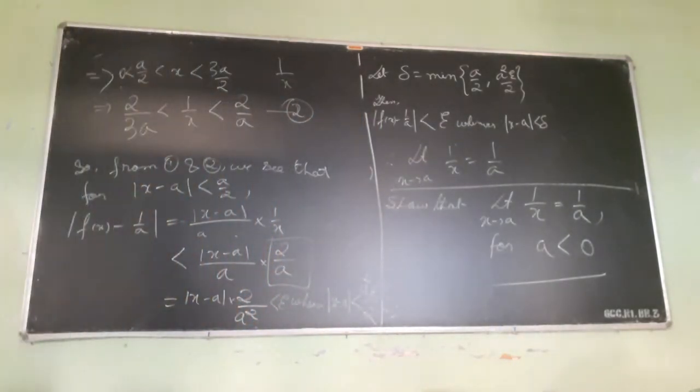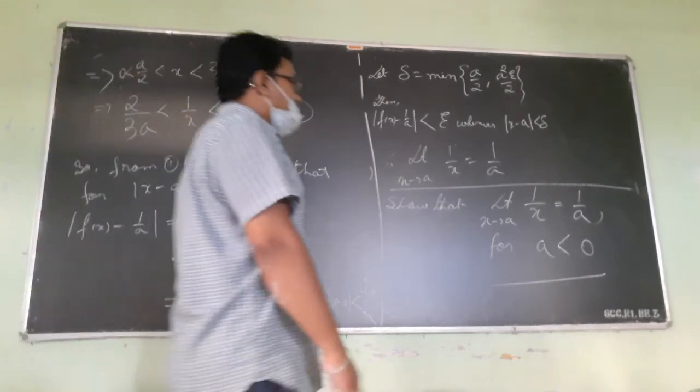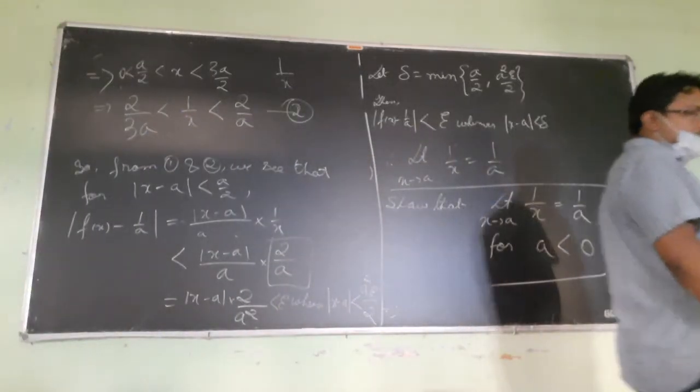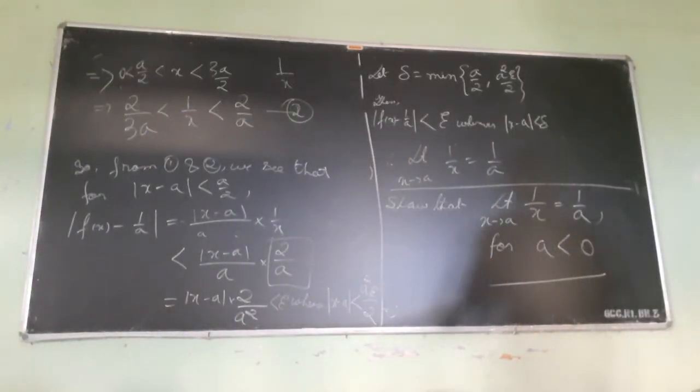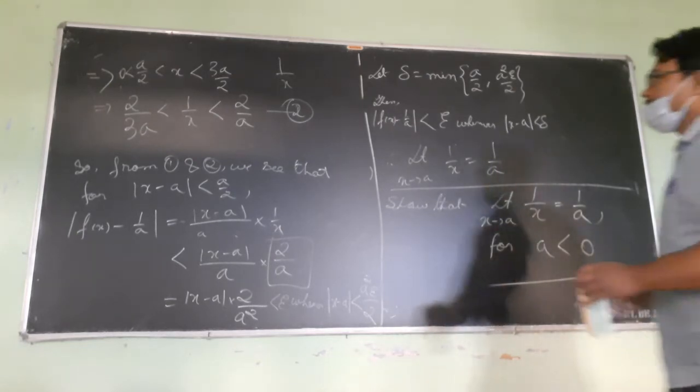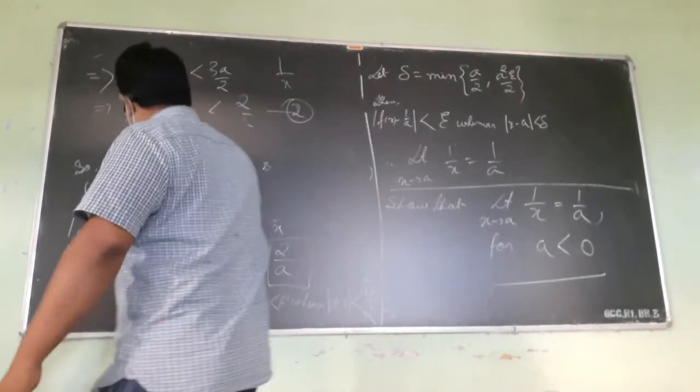So you try to find out, try to show the definition: limit x tends to a of 1 by x is 1 by a for a less than 0. I have shown it for a greater than 0. You try it for a less than 0.